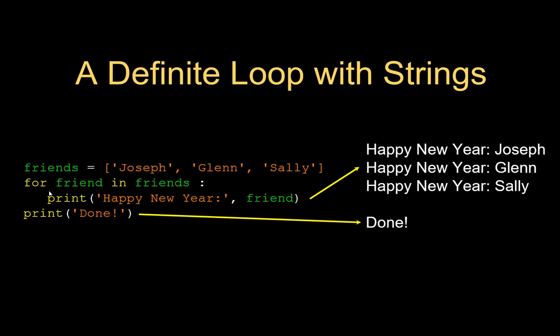And every time that we do this loop, the friend moves forward in that string of names. So the first time the friend is going to be Joseph, the second time Glenn, the third time Sally. So the output would be Happy New Year Joseph, Happy New Year Glenn, Happy New Year Sally, and after those 3 times we get out of that loop and we're going to print done.